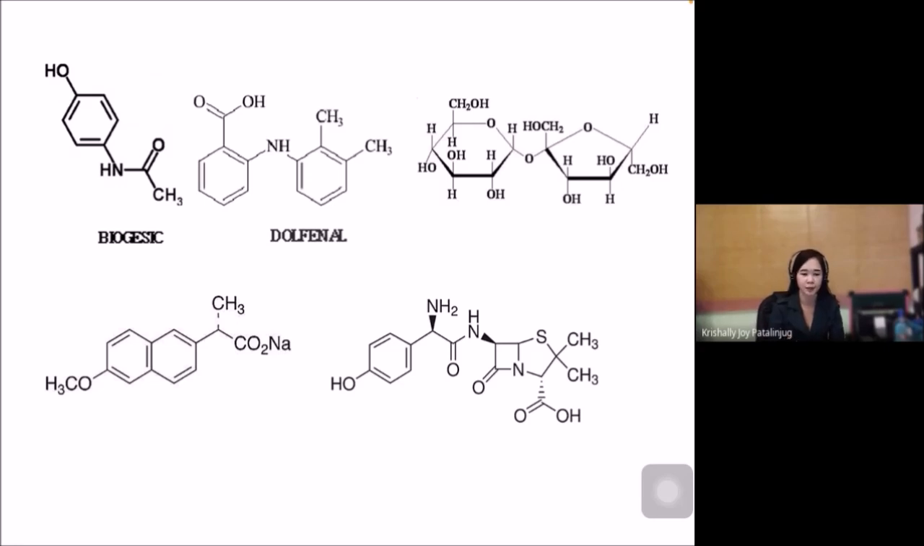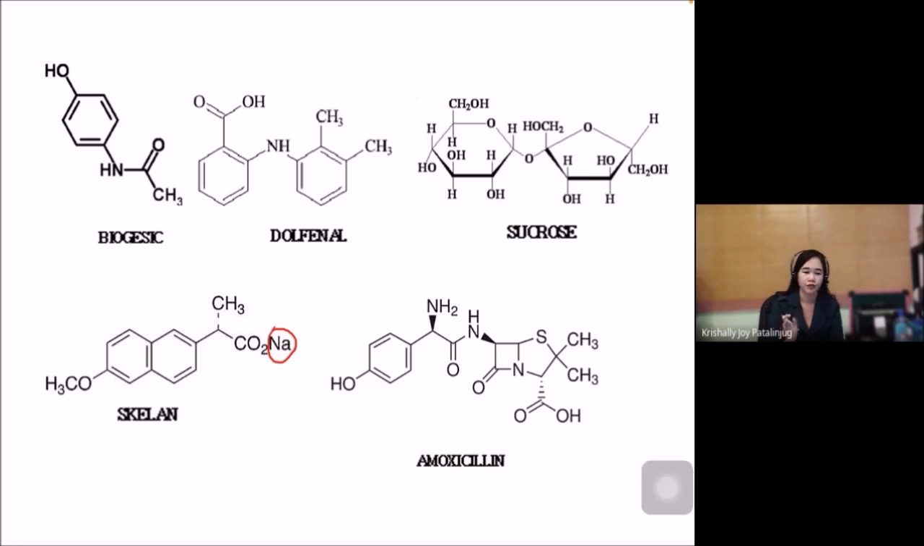Mefenamic acid, you know mefenamic acid, halimbawa, Dolfenal yung brand, that is the structure. Yung sugar, combination ng glucose tsaka fructose, that is your sucrose, sugar yan. Naproxen sodium, familiar tayo, di ba? An anti-inflammatory, organic din yan. So lahat yan, familiar yung name ng molecules. And as you can see, these are all organic. Amoxicillin, that is an antibiotic. These are all organic.